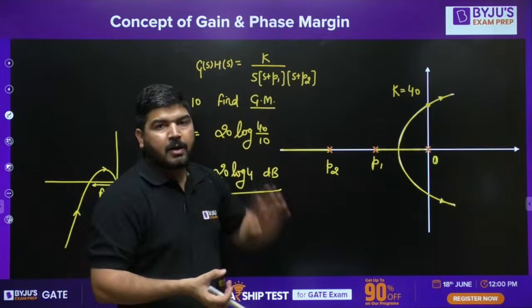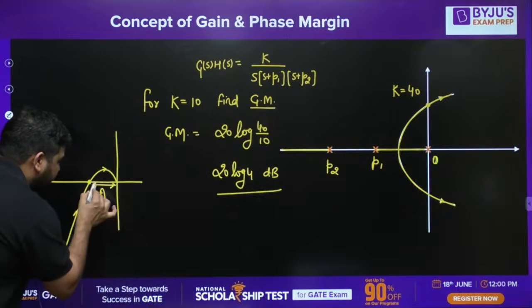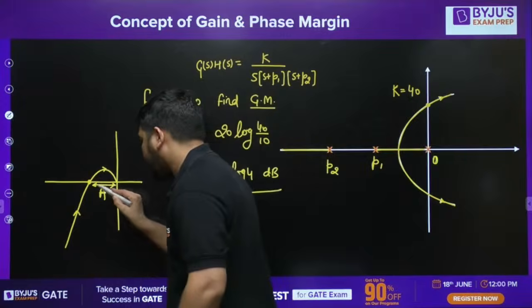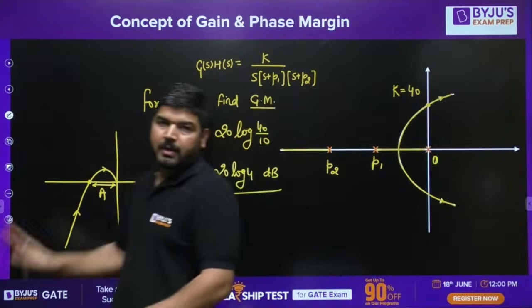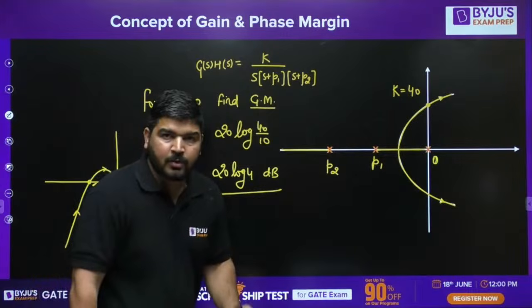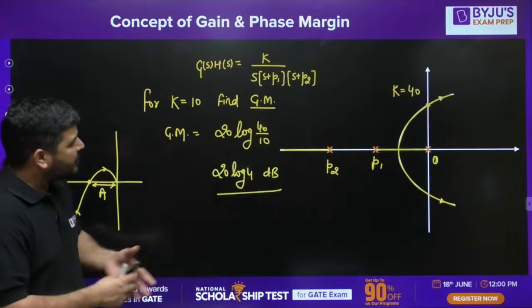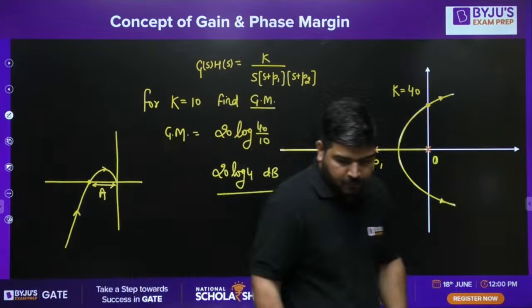If P1 and P2 are unknown, then how to calculate this frequency and how to calculate this magnitude? This is the main problem here. I hope you got the idea. Using a polar plot, it's difficult. You can do some manipulation in the polar plot also, but using root locus, you can directly calculate the gain margin. I hope it's clear for everyone.